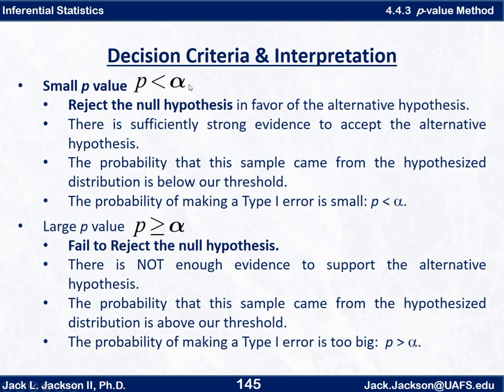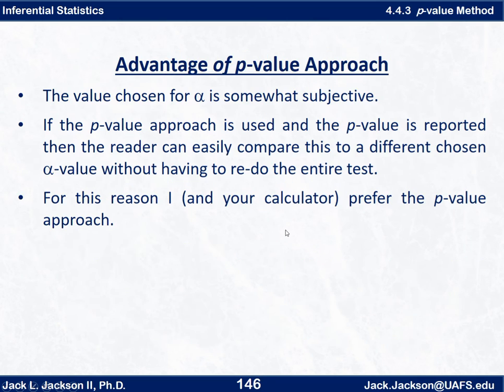So if P is less than alpha, reject the null hypothesis. P greater than or equal to alpha, we fail to reject the null hypothesis. And the smaller the p-value is, the more evidence, or the stronger the evidence is, to support the conclusion that the alternative hypothesis is true.